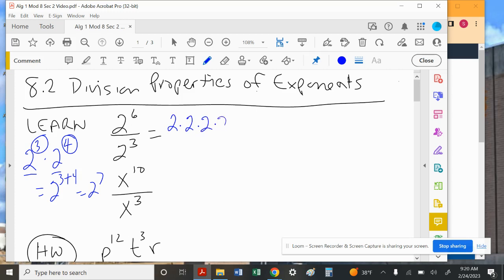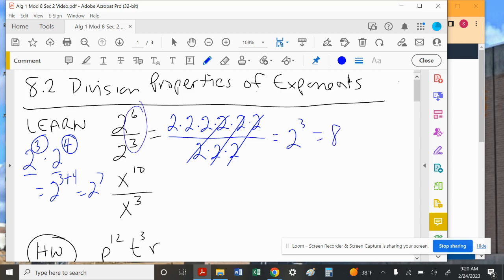But let's say, of course, we have 2 to the 6th. Remember, that's 2 times 2 times 2 times 2 times 2 times 2, and then divided by 2 times 2 times 2. You'll notice that these 2's cancel. How many do we have left? We have 2 to the third, which happens to be 8. But notice, if I subtract those two numbers, that's where I get the 3 from. So I could just do a subtraction and I get the same answer. So applying that rule, x to the 10th divided by x to the third is x to the 7th.